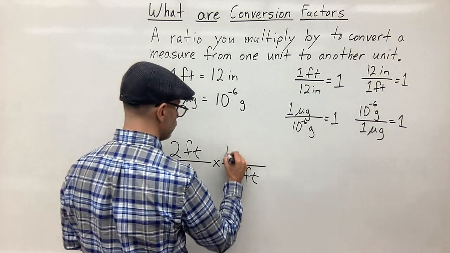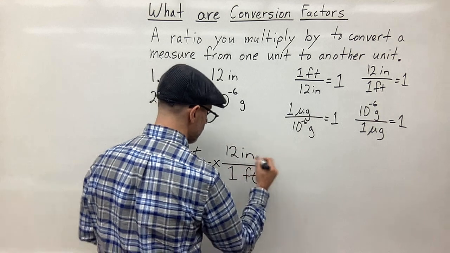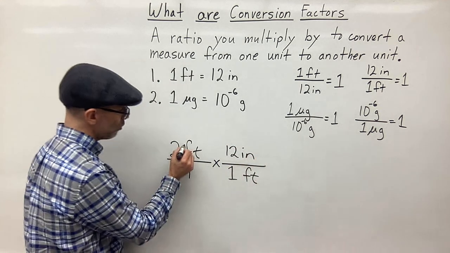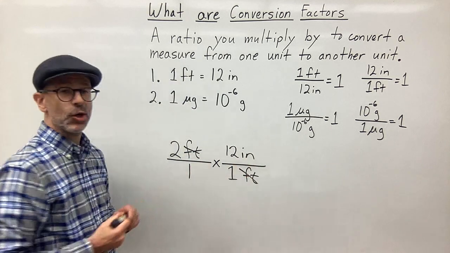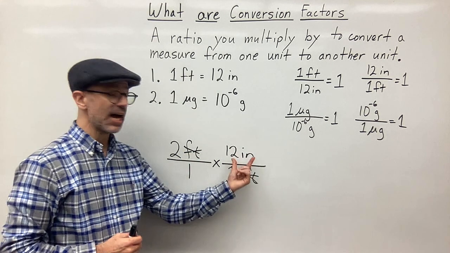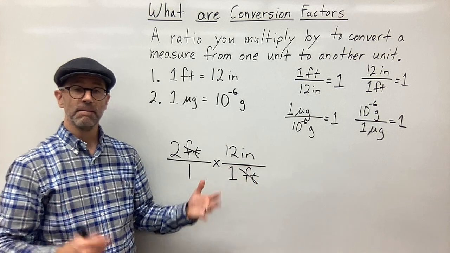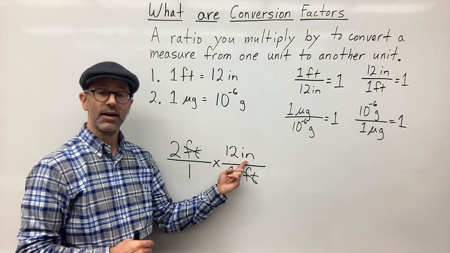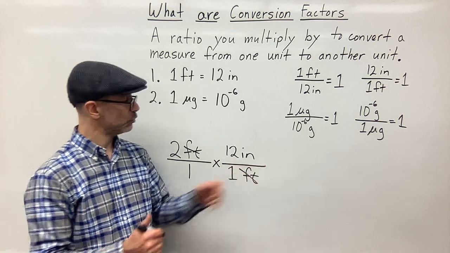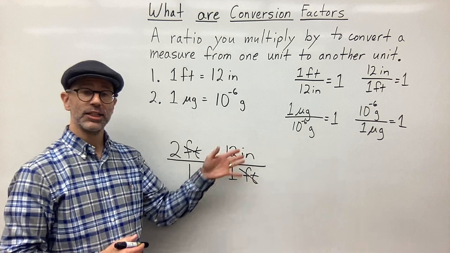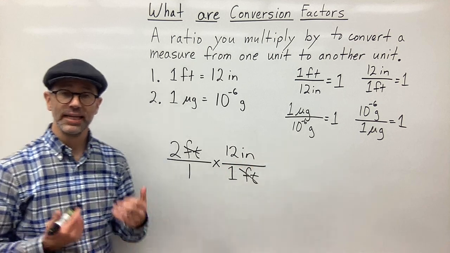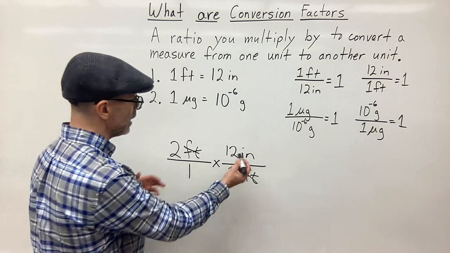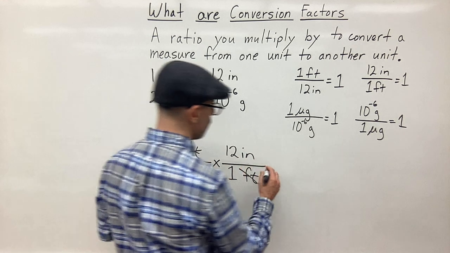So now I have 12 inches on the top. So my feet cancel out. I have inches on the top. Once I have the unit on top that I want, I'm done. If I don't have the unit on top that I want, I got to do another conversion factor and try to get rid of this one and try to get the other one that I need on top. So this is inches. I want inches, so I'm done.